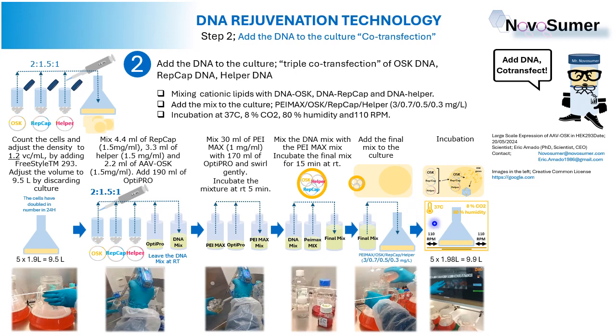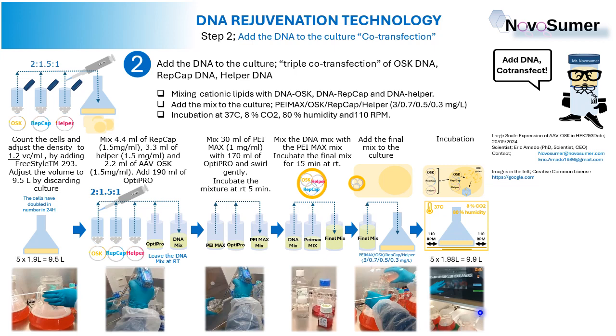Let's repeat the incubation conditions. The incubation conditions, as always, are 37 Celsius degrees, 8% of CO2, 80% of humidity, and 110 RPMs. So we leave them inside the incubation chambers. Here you see the inside of the incubation chamber, and on the top you see the display with the conditions. We set the conditions here. Okay, so we incubate it. Now we are ready to go for the following step.